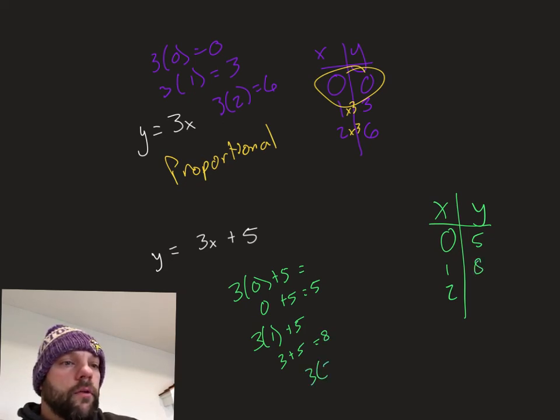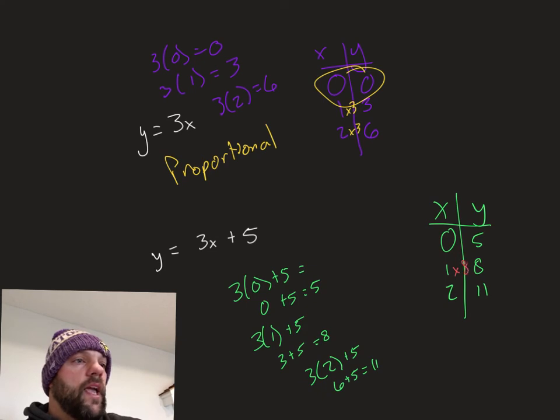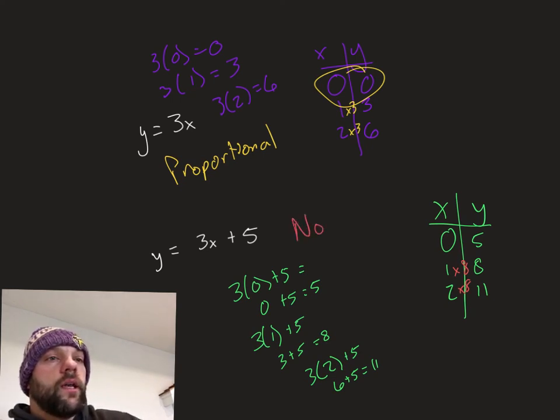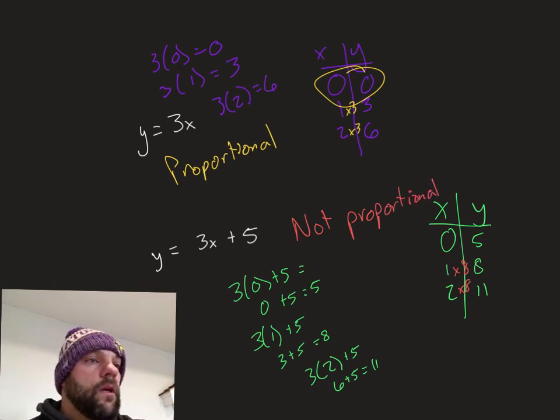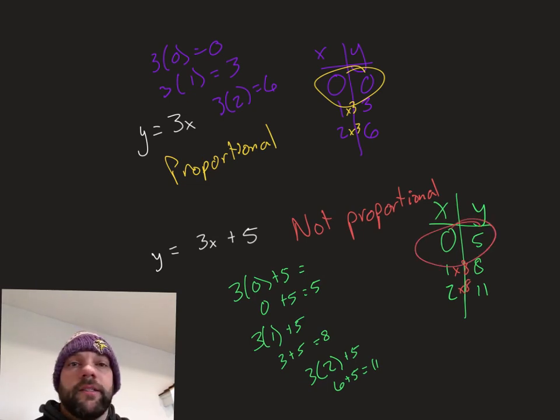And then we have 3 times 2, or 3 groups of 2 plus 5, so 6 plus 5, which is 11. Okay? So you kind of get the idea. 1 times 8 would bring me to 8, but then 2 times 8 brings me to 16, not 11. That doesn't work. So in this case, it is not proportional. Okay? And the other big indicator is it goes through 0, 5.